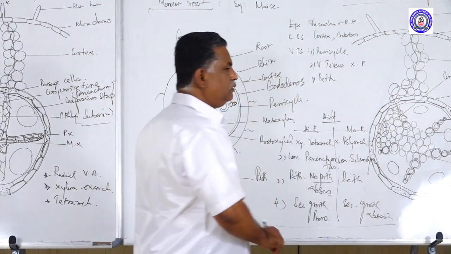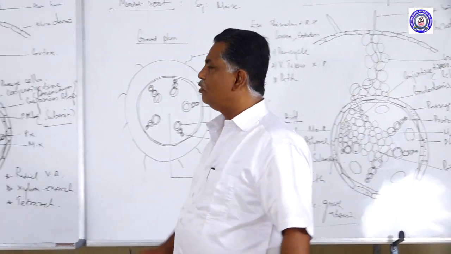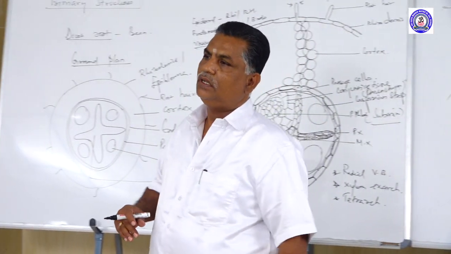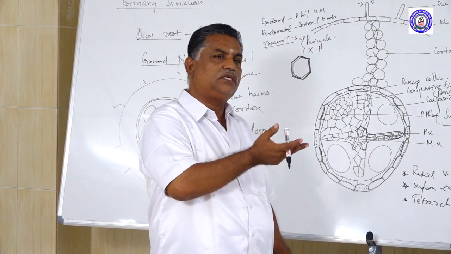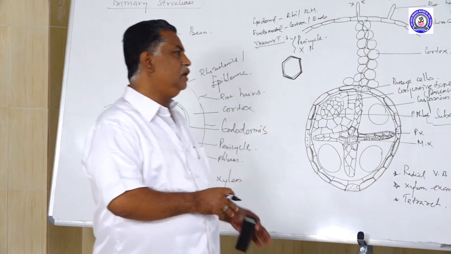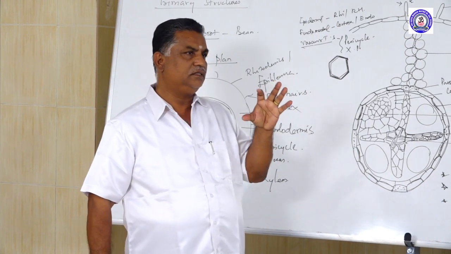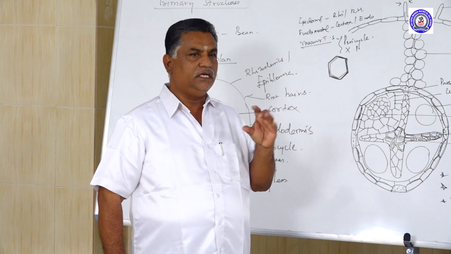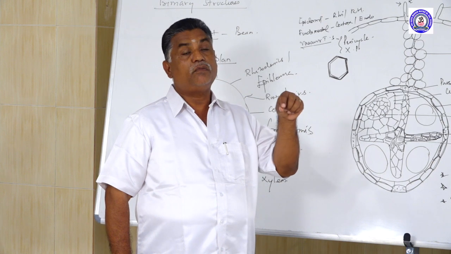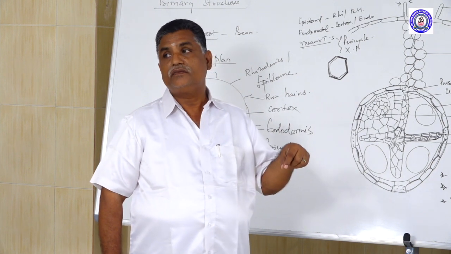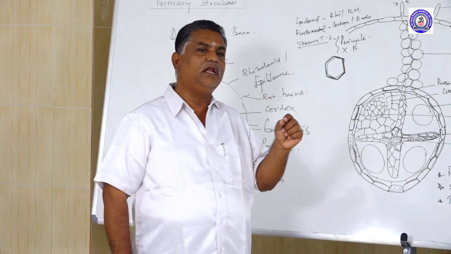Before concluding this, I should tell about primary and secondary growth. We will deal with secondary growth after completing all the primary structures: dicot stem, monocot stem, and leaves. What is primary growth? What is secondary growth? When you take the development of a seed, the first formed shoot is the plumule and the first formed root is the radicle.